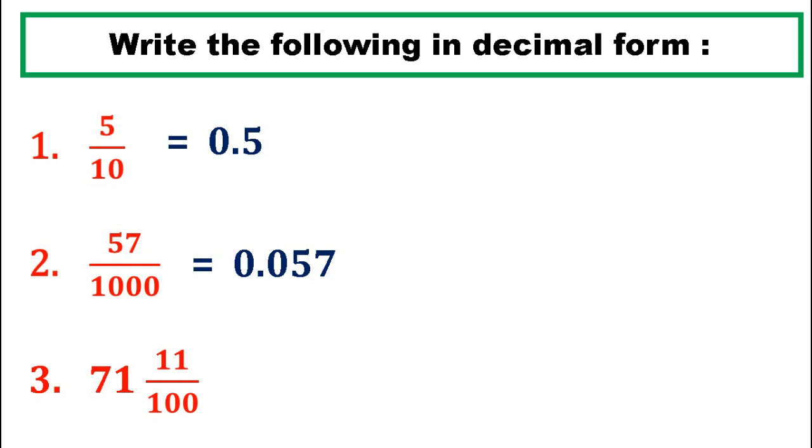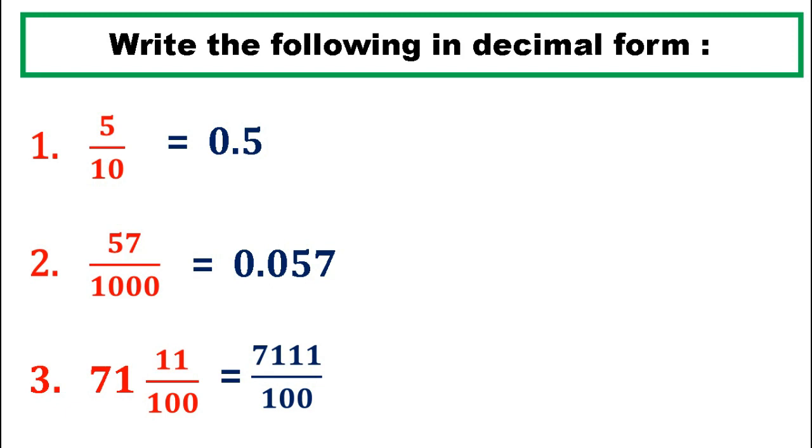0.057. The third sum is a mixed fraction. So at first we will have to convert this into an improper fraction or a decimal fraction. How do we do that? We have already learned that. We will first multiply 71 into 100 and then add 11 to the product. So we finally get our fraction as 7111 by 100.